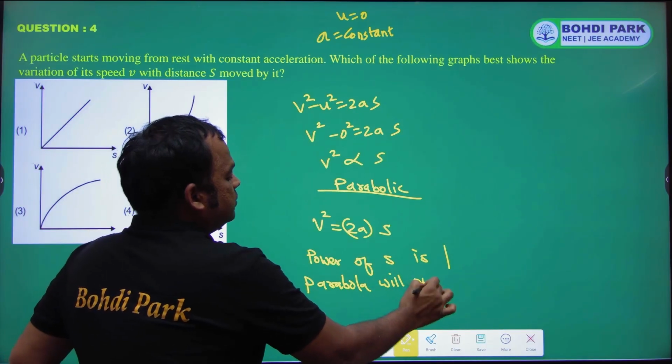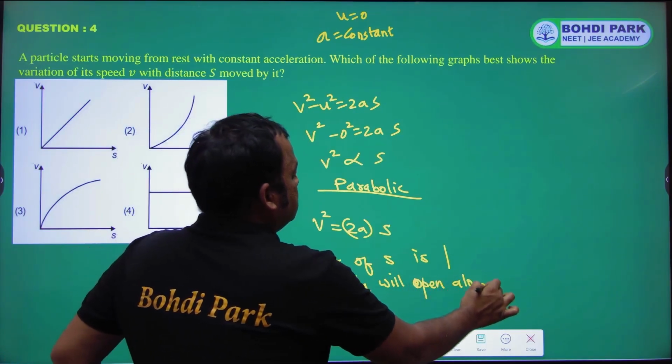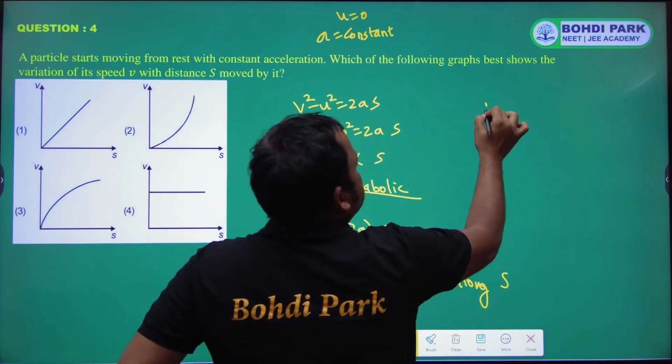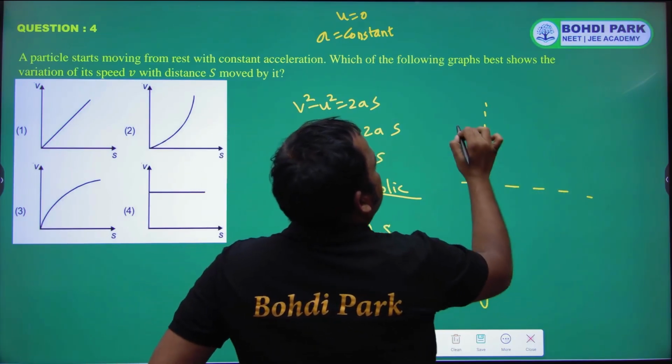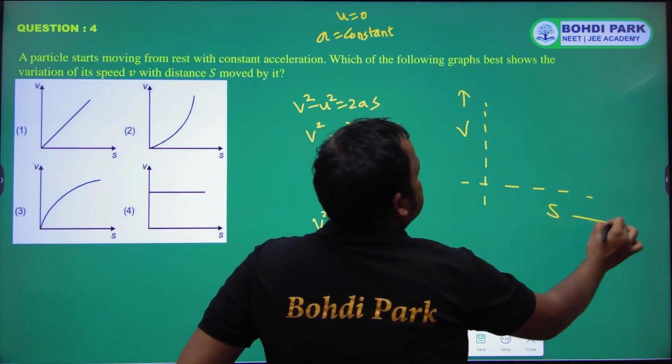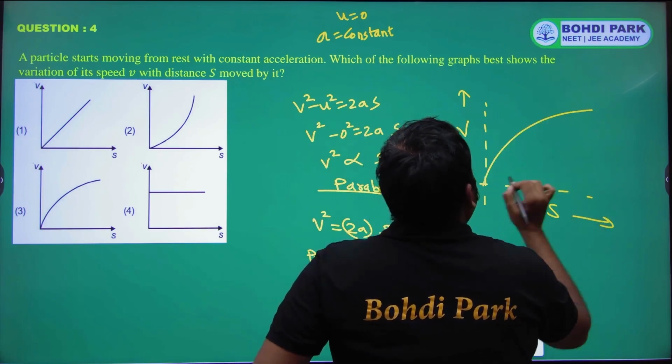So the parabola will open along s. So suppose if we plot v along the y-axis and s along the x-axis, the parabola will be like this.